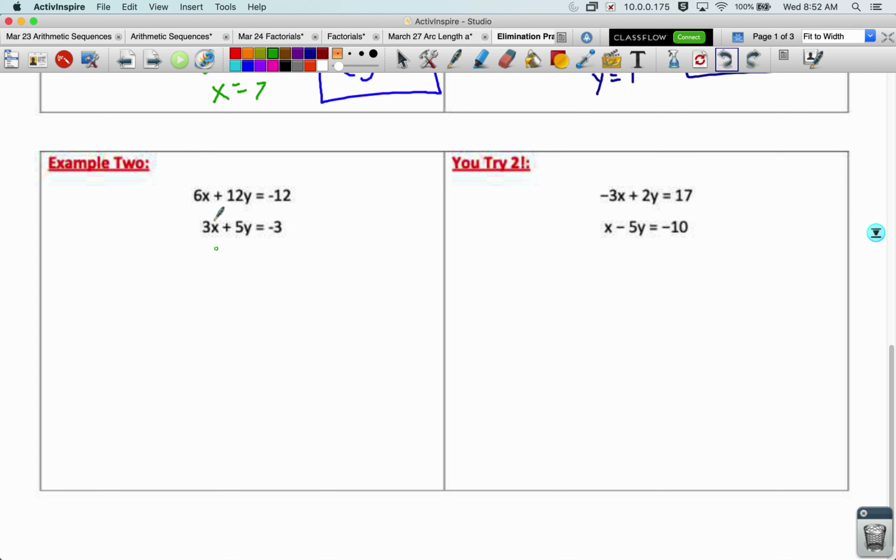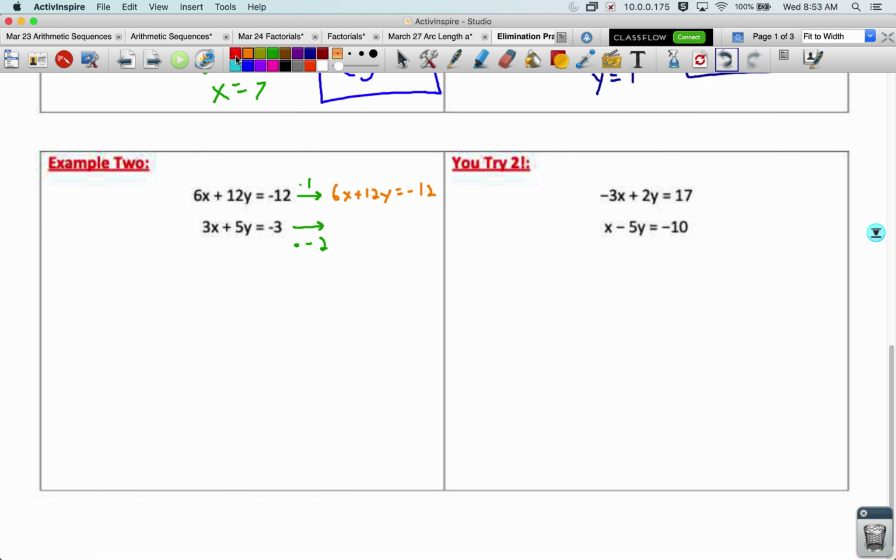So I need to make this a zero pair. If I multiply that bottom equation by a 2, then it'll be identical. So I need to multiply by a negative 2 so that this becomes a negative 6 to match that positive 6. And then I'll keep this top one the same, times 1.